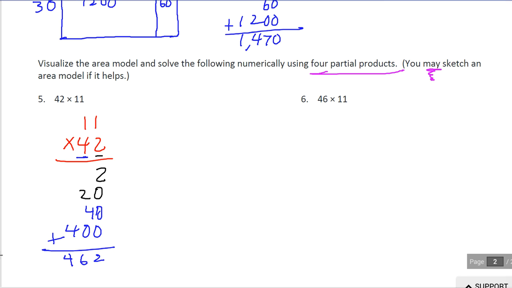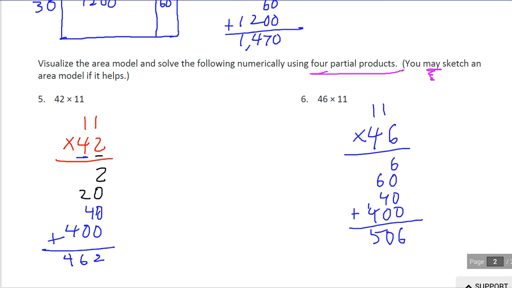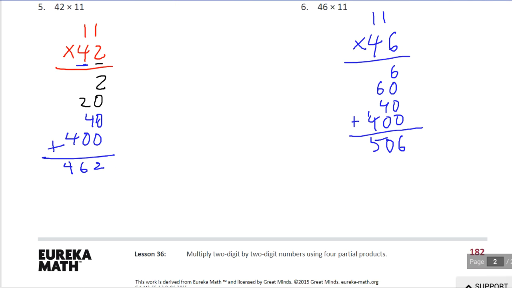See if you can do that for the next one. Hit the pause button and hit play when you're ready. Alrighty, how'd you do? Well, if you got 506, you got it. And guess what? We've reached the end of the problem set.